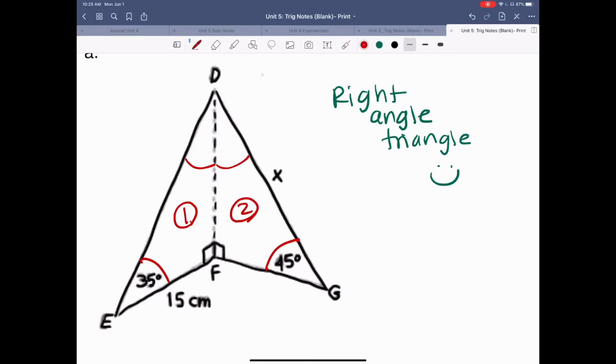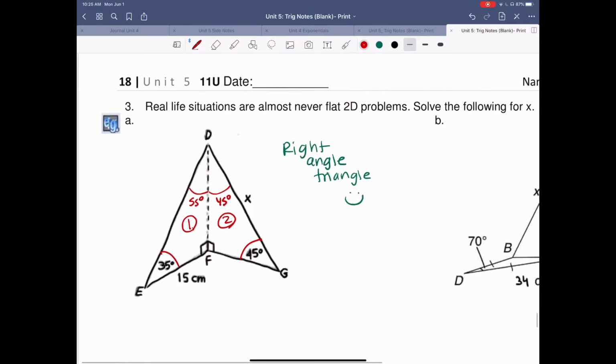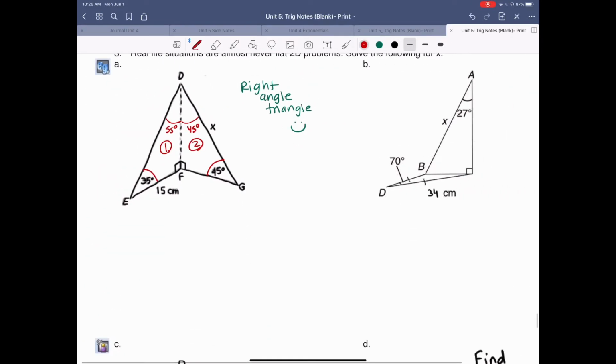So use your calculator and you do 180 minus 90, which is 90, 90 minus 35, and that equals 55 degrees. On the other triangle, you have a 90, 45. That means automatically that has to be 45 degrees because you're dealing with a special triangle. So it might be easier to work with one triangle at a time.